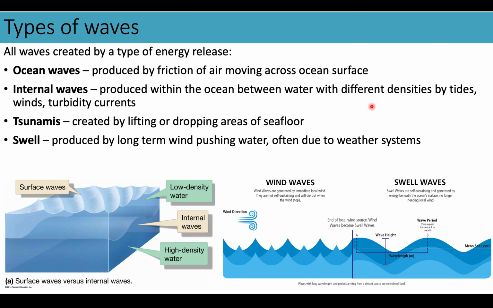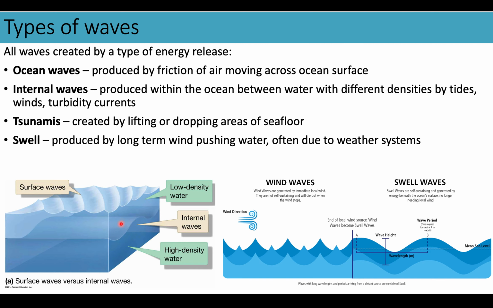That's because ocean waves are produced by air moving across the surface of the ocean. So wind blowing across the surface of the ocean, there's some friction there, it's going to create waves looking something like this, or something like this. That's also just called surface waves.